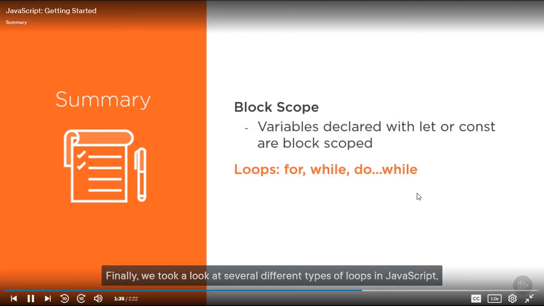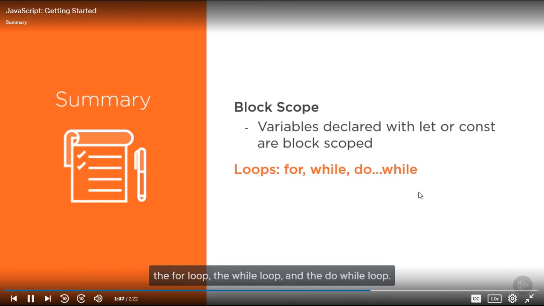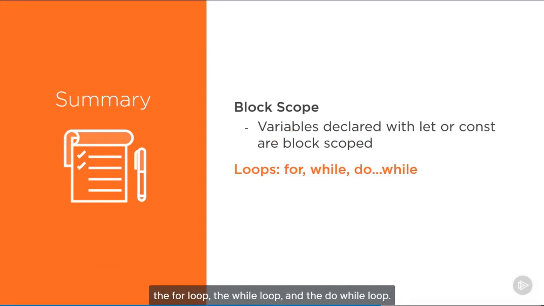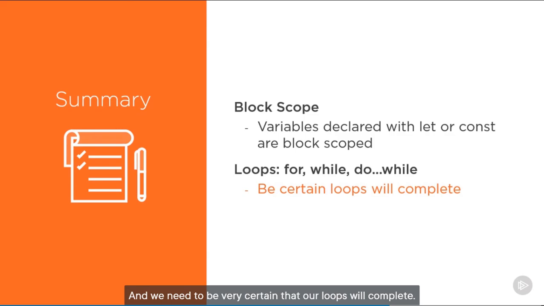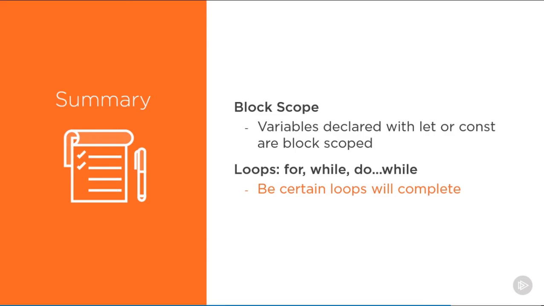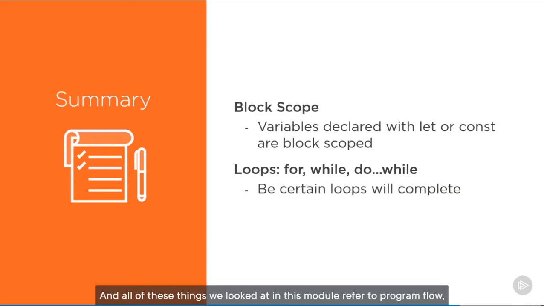Finally, we took a look at several different types of loops in JavaScript: the for loop, the while loop, and the do while loop. And we need to be very certain that our loops will complete. The browser can get hung up if they don't. And in certain circumstances where our browser is strictly tied to our development web server, even the web server could get hung up. So whenever you write a loop, just be sure that the loop finishes execution at some point. And all of these things we looked at in this module refer to program flow, whether we include or exclude blocks of code, or whether we loop over code.